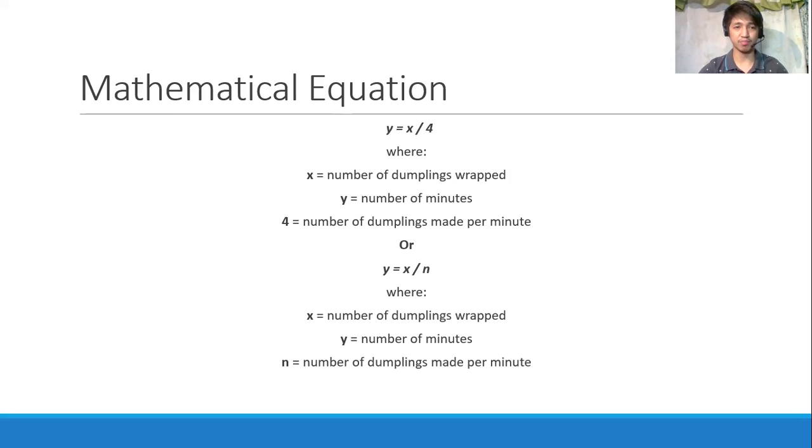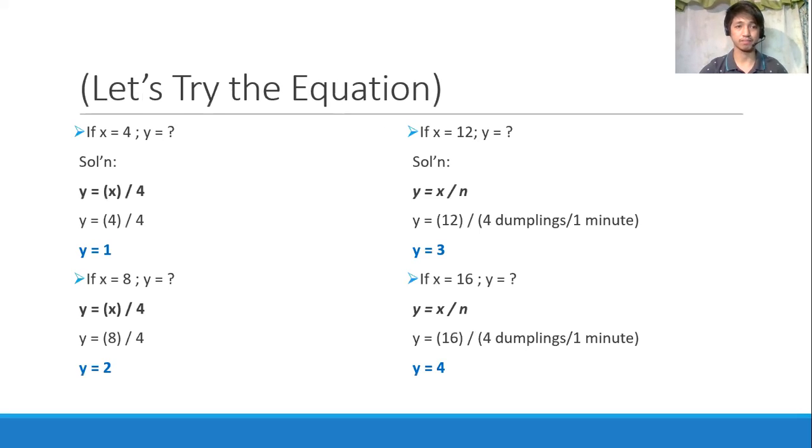To represent the given problem as a mathematical equation, we can use two possible equations. The first one is y is equal to x over 4, where x is the number of dumplings wrapped, y is the number of minutes, and 4 is a constant, the number of dumplings made per minute. Or you can use y is equal to x over n, where x is the number of dumplings wrapped, y is the number of minutes, and n is the number of dumplings made per minute. So let's try the two equations.